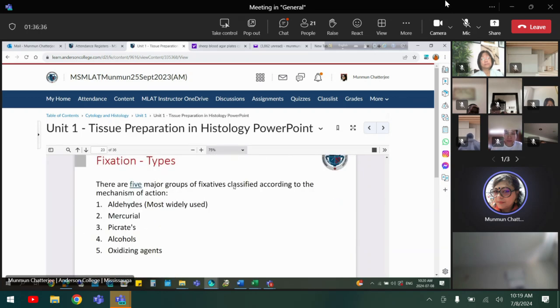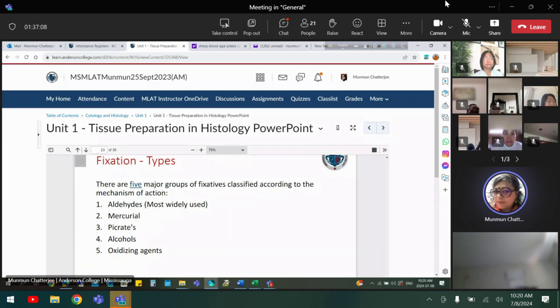So, fixation types. There are five major groups of fixatives classified according to the mechanism of action. The first one is the aldehydes, which is most widely used. And what is that? Formaldehyde. This is the most commonly and widely used fixative. There are four other groups of fixatives.